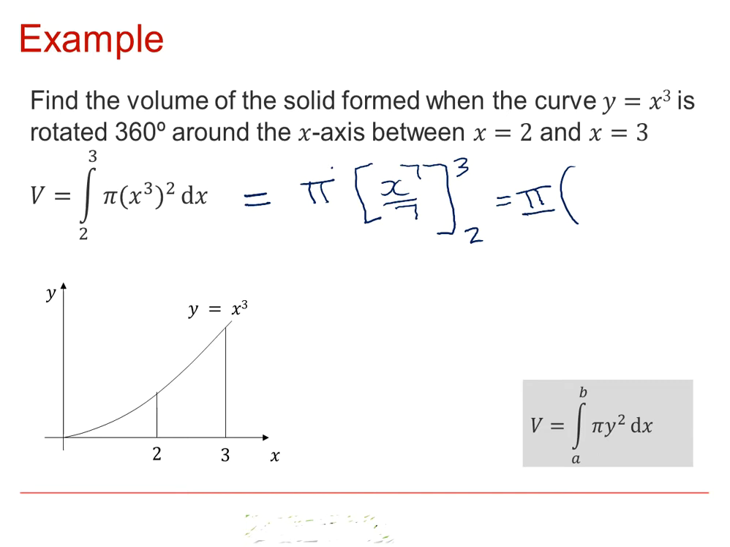which again, if we take the 7 out, is 3 to the 7 minus 2 to the 7, which you can do on your calculators, giving you 2059 over 7 pi. It's probably worth keeping the fraction for accuracy.